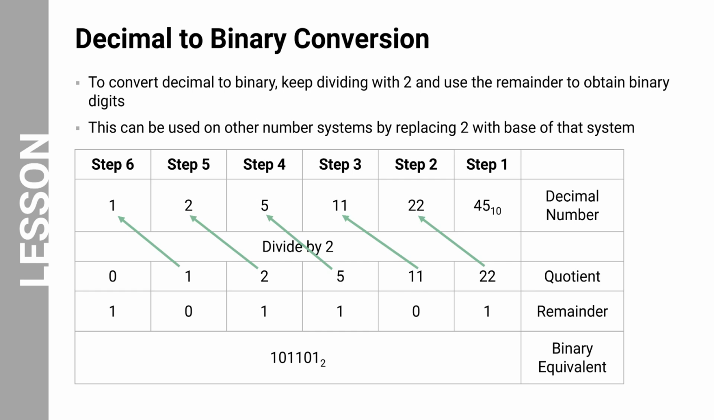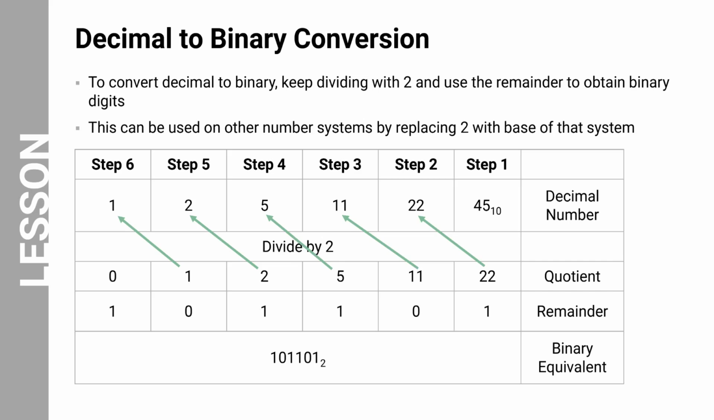Let's take a look at how to convert a decimal number to its binary equivalent through a step-by-step division method. To convert decimal number 45 base 10 to binary, repeatedly divide by 2 and track the remainders. Start by dividing 45 by 2, giving a quotient of 22 and remainder 1. Continue dividing each quotient by 2 until reaching 0.